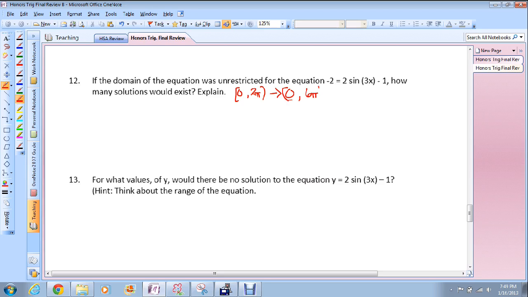if I didn't have that restricted domain, it could go from 0 to infinity. So that makes sense to say that we would have an infinite number of solutions. Because one way to think about it is we would keep going around and around and around the unit circle without stopping, so we're just going to have more and more and more answers.